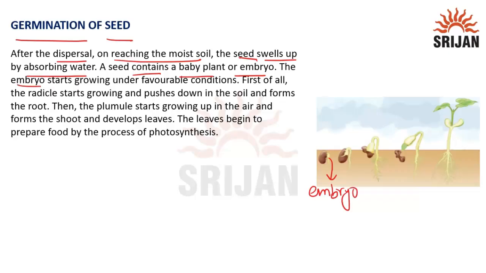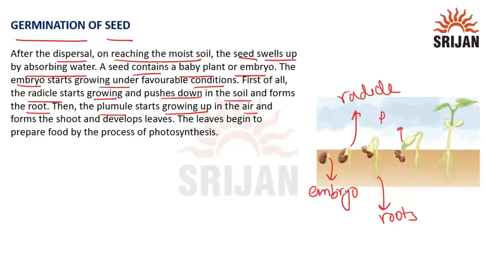The embryo starts growing under favorable conditions. First of all, the radicle starts growing. So this radicle pushes down in the soil and forms the root. So the roots are formed. Then the plumule starts growing up in the air. So this is the plumule and it forms the shoot and develops the leaves. So this is the shoot and these are the leaves. The leaves begin to prepare food by the process of photosynthesis.